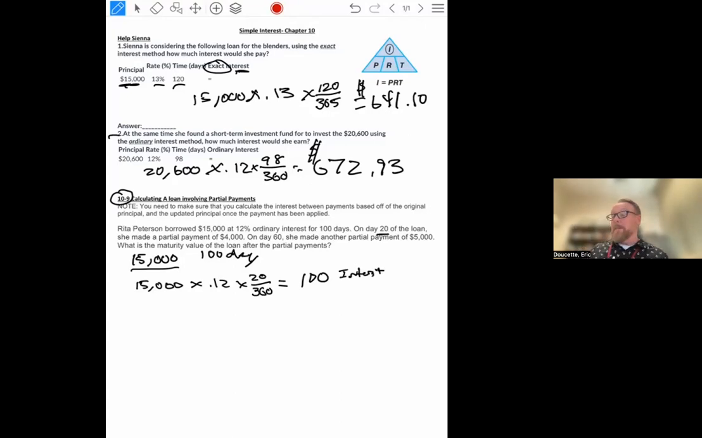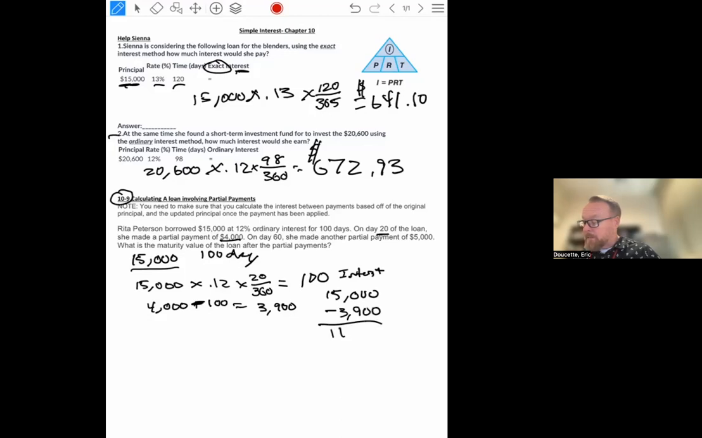So now their balance, rather than being 15,000, was 15,100. However, they made a payment of $4,000. So we need to first deduct the new interest, minus, not plus, which means that of their $4,000 payment, only 3,900 was applied to the principal amount. So that $15,000 is now minus 3,900 because they made a payment. So now that comes out to $11,100. So their new balance after the first payment is $11,100.